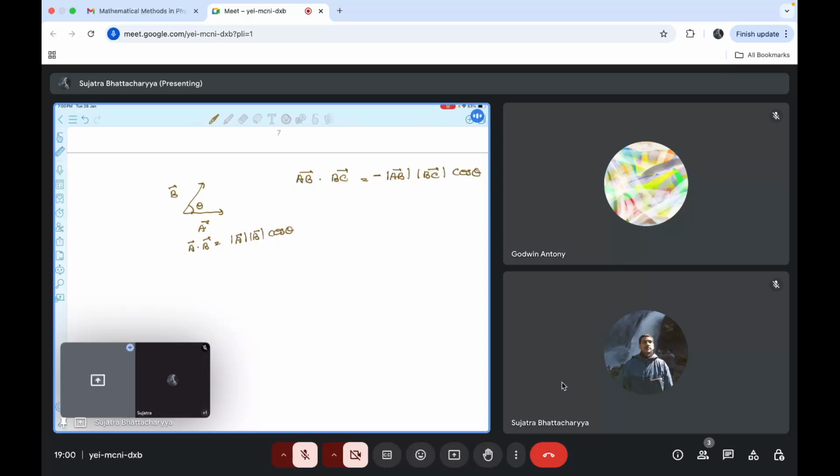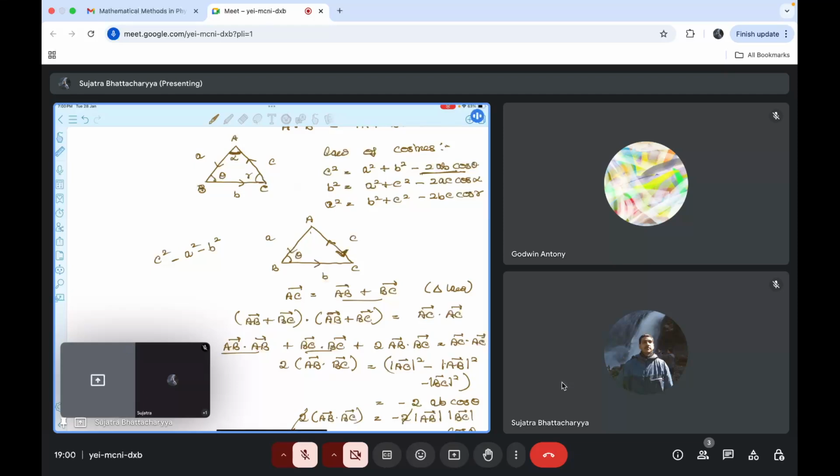That means these are co-initial vectors. Remember, co-initial vectors: those vectors are originating from a common point. But look at AB and BC here. AB vector is this and BC vector is this, and this angle is theta actually. So this is AB, this is BC.